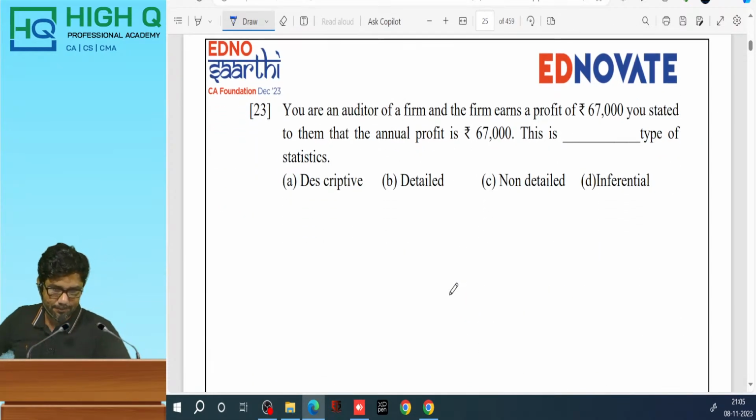You are an auditor. Of course, you are going to be a future auditor. You are an auditor of a firm. The firm earns a profit of 67,000 rupees. You stated to them that the annual profit is 67,000 rupees. This is dash type of statistics. Inferential. Very good. Similar type of question.